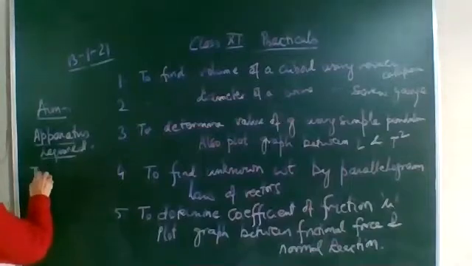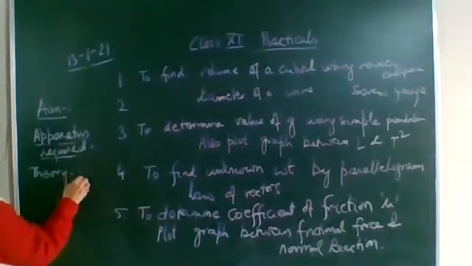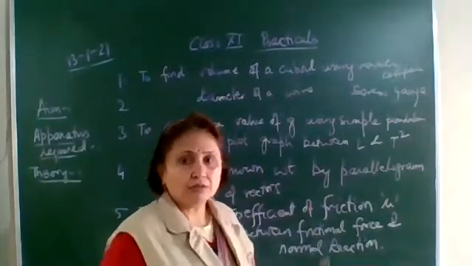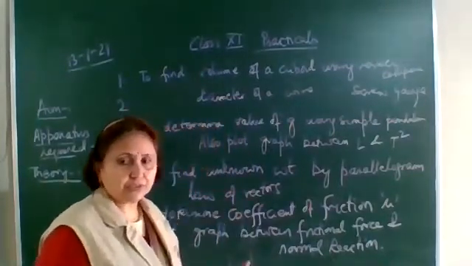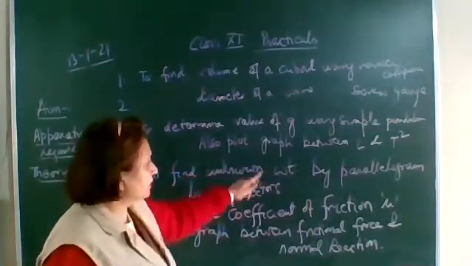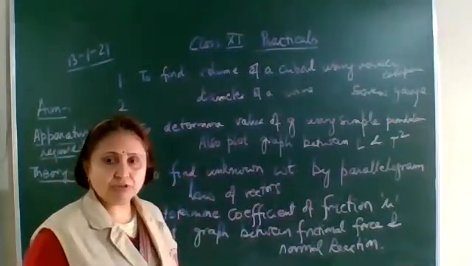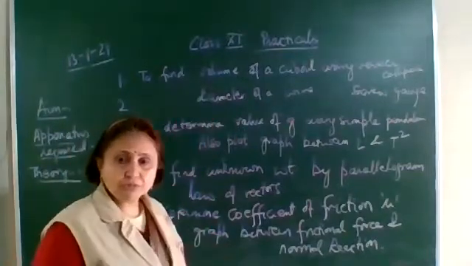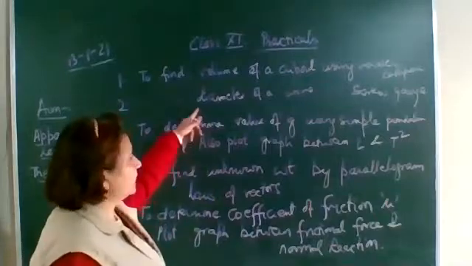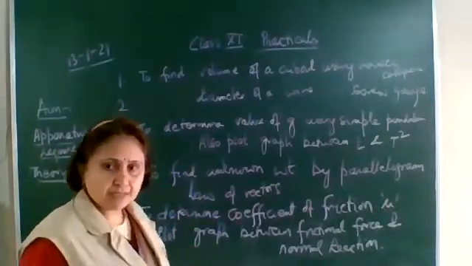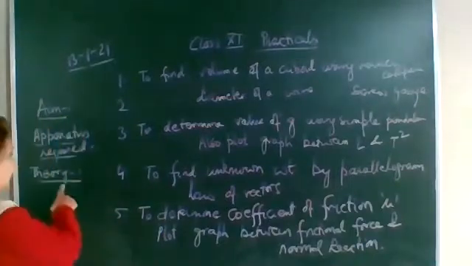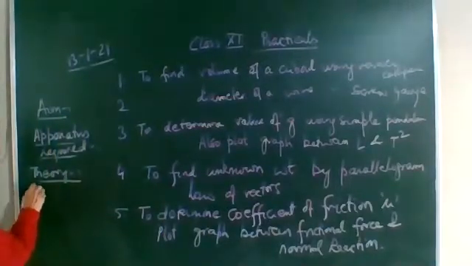The next part will be theory. In the theory, you will write the formula used, or you will explain whatever theory. If any statement is there, you will explain that statement. Like in parallelogram law of vectors, you can explain what is parallelogram law of vectors. Here, for finding the volume of a cuboid, you can write the formula of volume. Volume is length into breadth into height. So this way you have to write the formula or explain the basic principle of it, that is the statement. Then next, you will write the procedure.